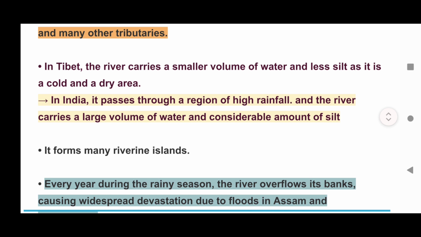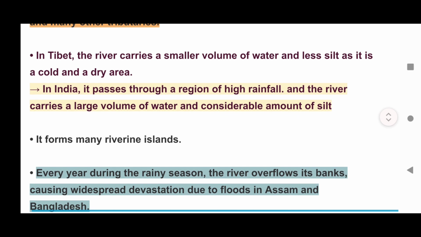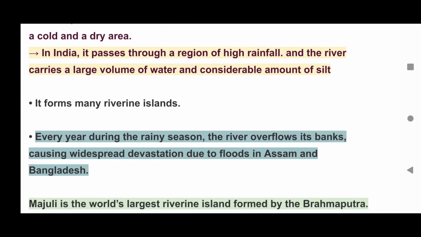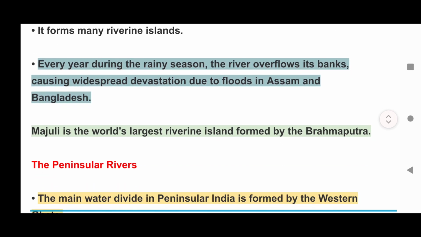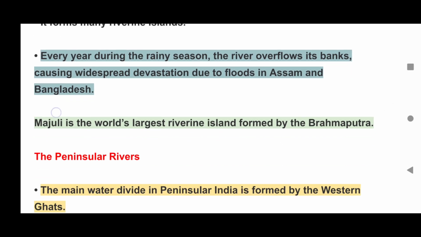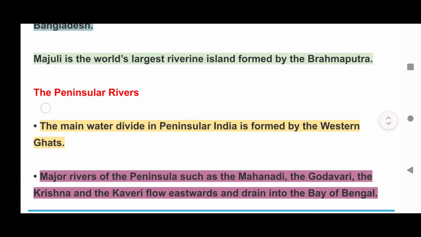In Tibet, the river carries a smaller volume of water and less silt as it is a cold and dry area. In India, it passes through a region of high rainfall and the river carries a large volume of water and considerable amount of silt. It forms many riverine islands. Every year during the rainy season, the river overflows its banks, causing widespread devastation due to floods in Assam and Bangladesh. Majuli is the world's largest riverine island formed by the Brahmaputra.